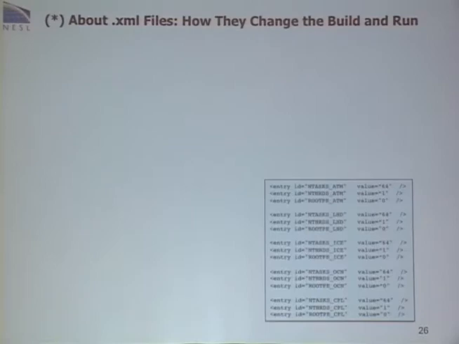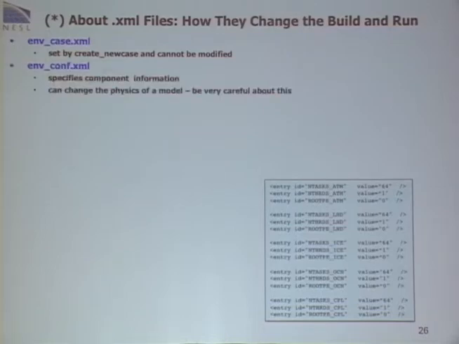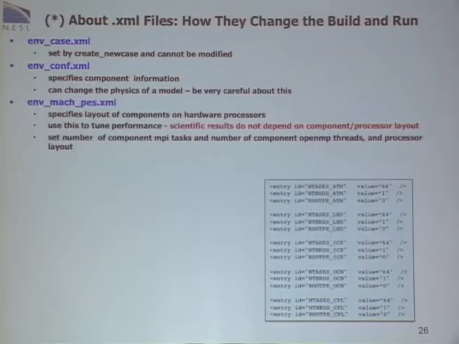And here's a quick description of what's in each of these XML files. So env case contains everything that's said at the beginning of the case. Env comp specifies information in a bit more detail about the configuration of the particular components. Env mock PEs is basically about the processor layout, how many processors you're going to use, which components you want to run concurrently. This is entirely about performance. It shouldn't affect the scientific results that you get at all. And here's actually a quick snippet of it.